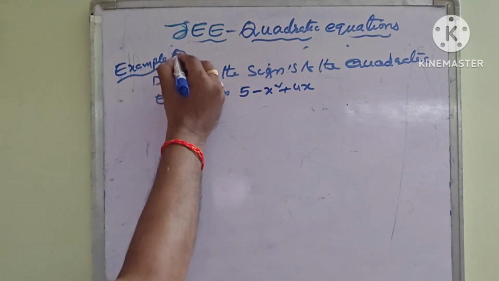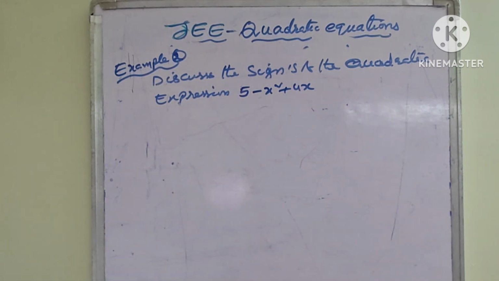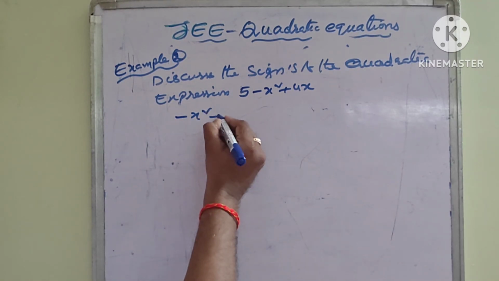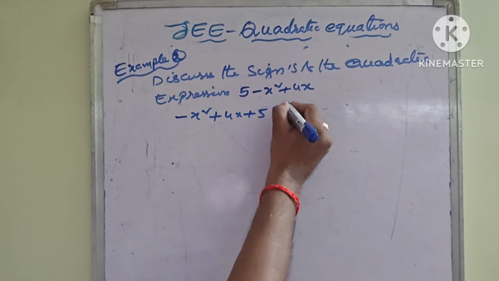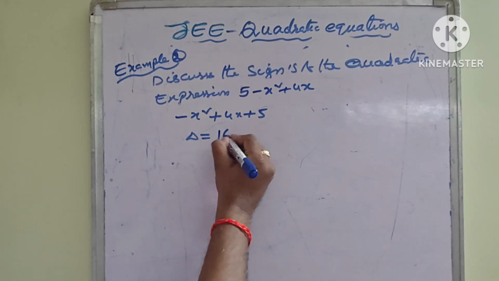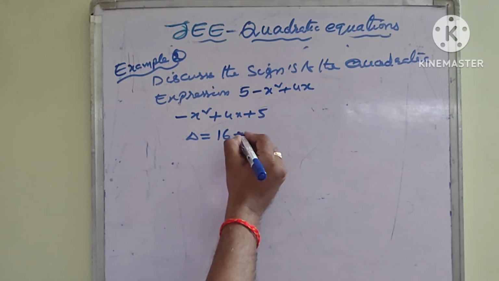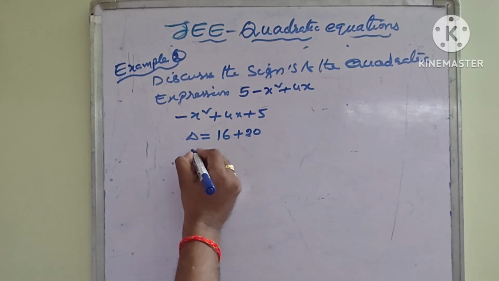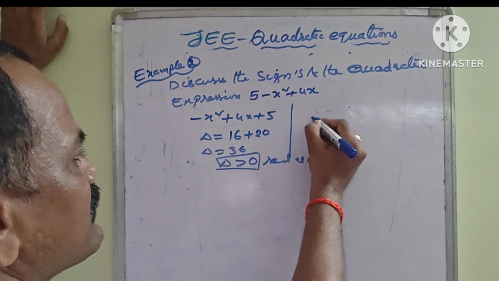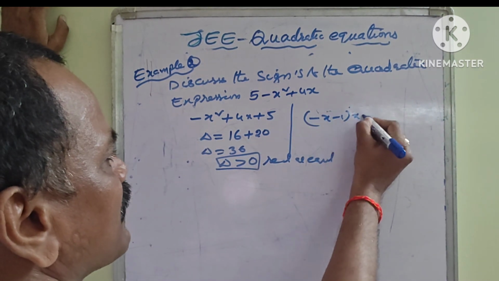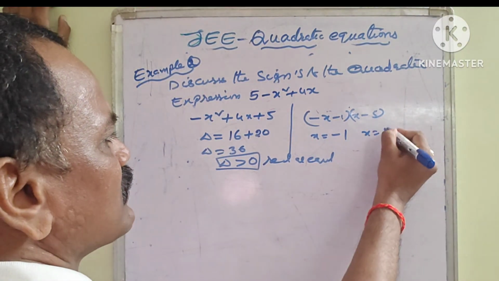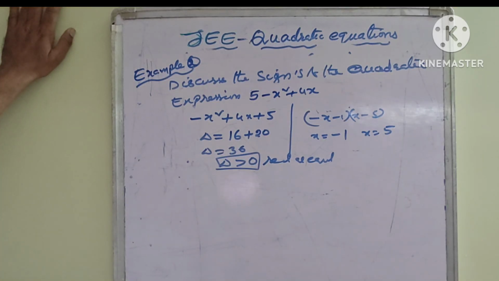So one more example, example 2: discuss the signs of the quadratic expression 5 minus x square plus 4x. Now here minus x square plus 4x plus 5. So delta D is equal to b square minus 4ac, 4 square is 16, minus 4 into minus 1 into 5, plus 20, so D is 36. D is also greater than 0. The factors are minus, x plus 1 into x minus 5. So x is equal to minus 1, x is equal to 5.